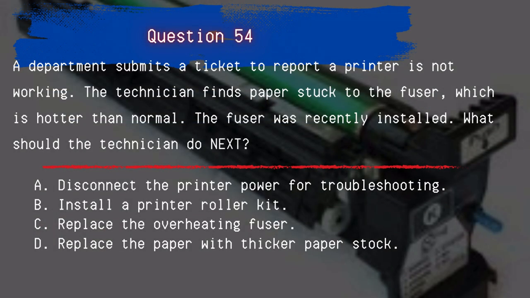Question 54. A department submits a ticket to report a printer is not working. The technician finds paper stuck to the fuser, which is hotter than normal. The fuser was recently installed. What should the technician do next? A. Disconnect the printer power for troubleshooting. B. Install a printer roller kit. C. Replace the overheating fuser. Or D. Replace the paper with thicker paper stock.